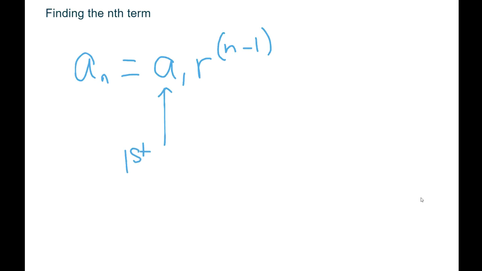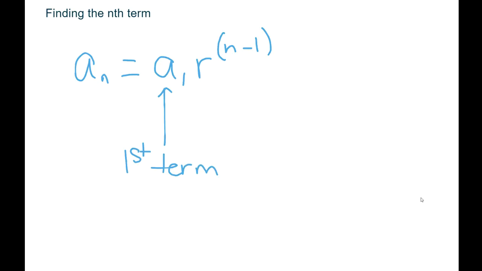The last thing you may have to do is find what's called the nth term, and it just means that I could tell you any term. Like if I said find the 10th number, or find the 50th number, you could put this into a formula and find it. So you're going to want to write this formula down. It is a sub n, which just means the nth term, equals a sub 1 times r to the n minus 1. So a sub 1 just means the first term.